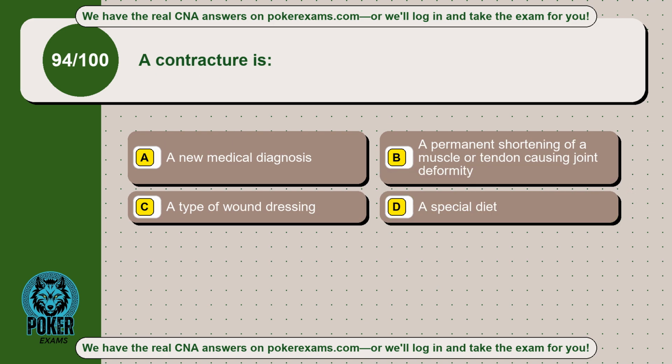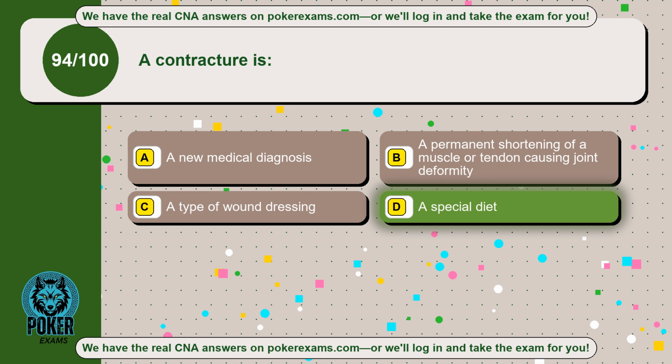Question 94. A contracture is: Option A. A new medical diagnosis. Option B. A permanent shortening of a muscle or tendon causing joint deformity. Option C. A type of wound dressing. Option D. A special diet.